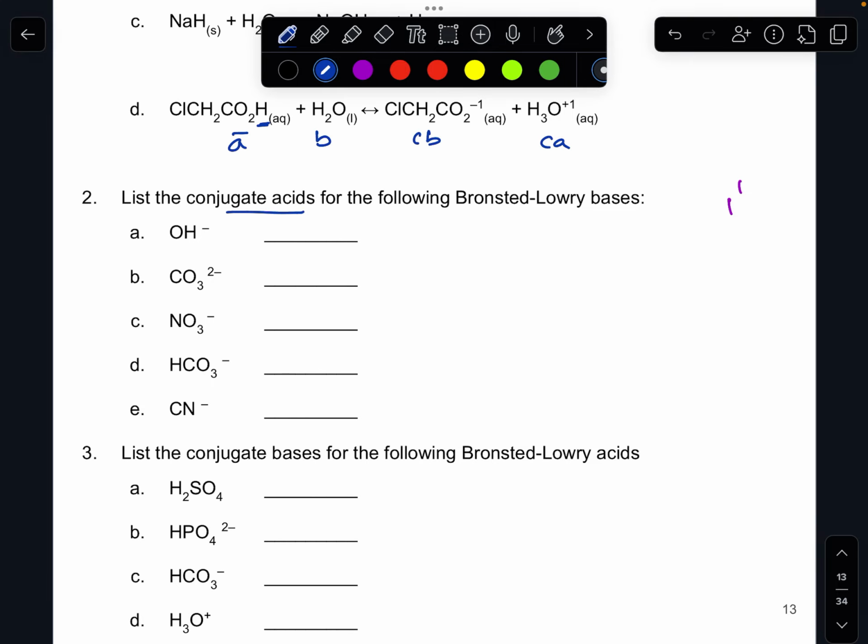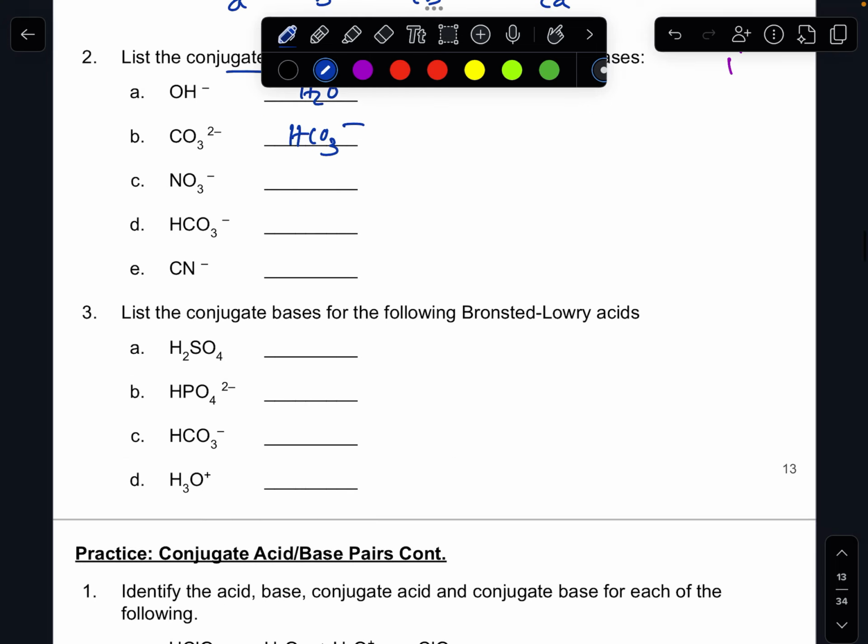So here you have to write the conjugate acid, so it will be H2O, add one hydrogen, this will be HCO3 minus, like that. To write the conjugate base, that means it is losing one hydrogen, so it will be HSO4 minus. And here same thing, so both are starting with hydrogen, so water will be base, this will be acid, this is conjugate acid, this will be conjugate base.